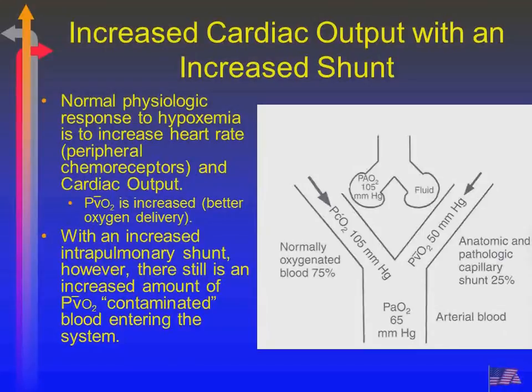The fact that I have a 25% shunt at a PVO2 of 50, well, it's better than the previous one, but it's still hypoxemia that I'm dumping in there. The problem is the shunt that we need to re-expand again. Cardiac output just contributes to the worsening of it.